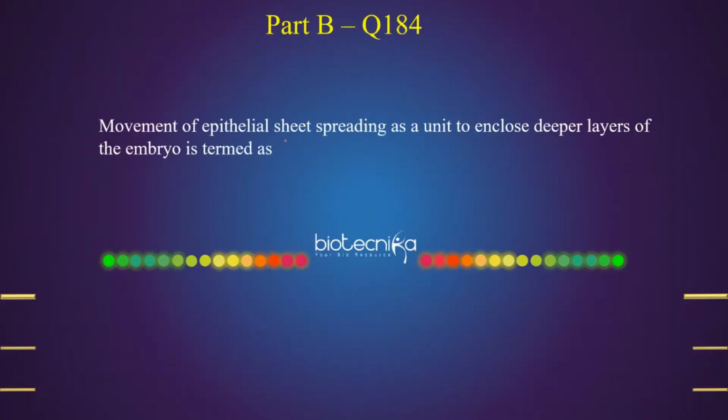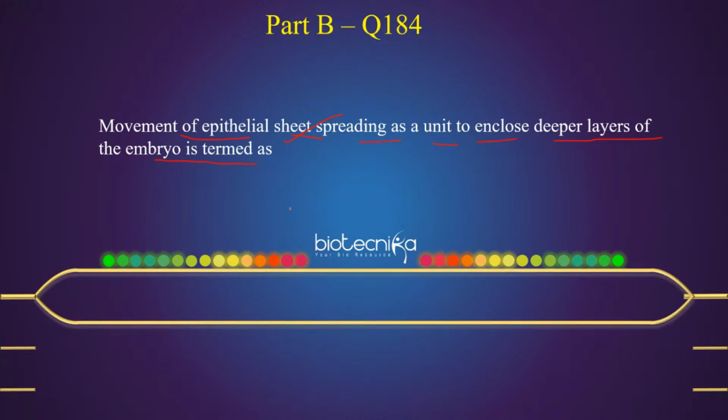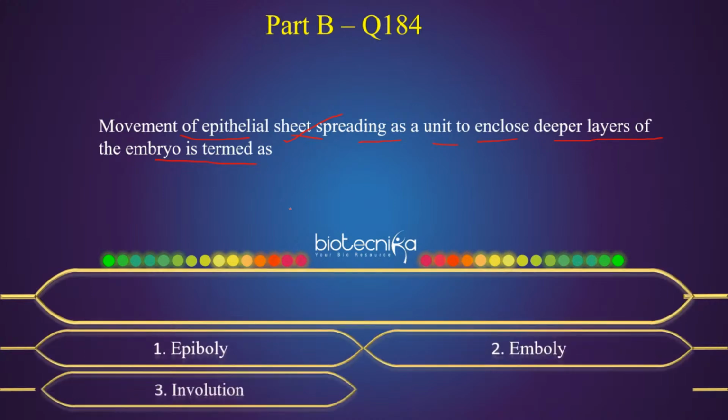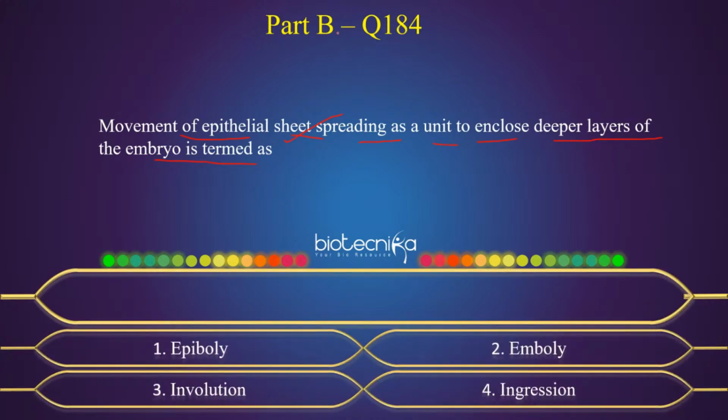Another part B question, this was also a very, very easy question. The movement of an epithelial sheet spreading as a unit to enclose deeper layers of the embryo is termed as what? So these were one of the movements of gastrulation. Hopefully you know all these movements of gastrulation. These were all discussed in Biotecnika classes. So can you tell me which will be the answer over here? Epithelial sheet spreading as a unit. Yeah. So basically you need to know as a unit.